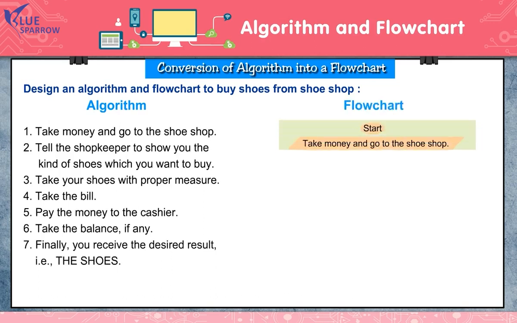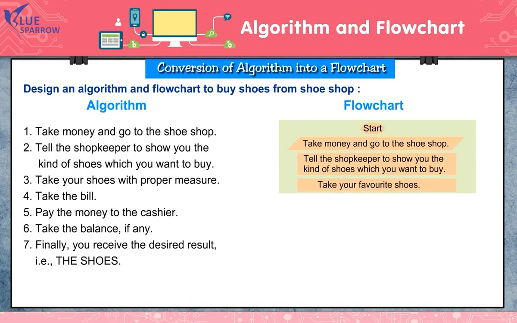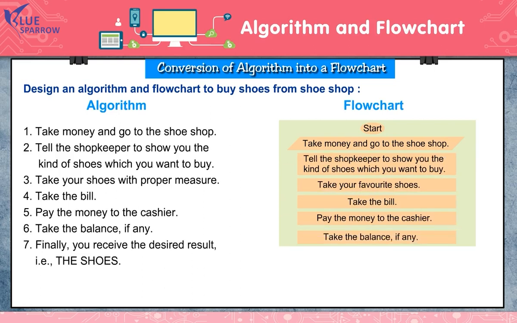Flowchart. Start. Take money and go to the shop. Tell the shopkeeper to show you the kind of shoes which you want to buy. Take your favorite shoes. Take the bill. Pay the money to the cashier. Take the balance if any. Finally, you get the shoes.